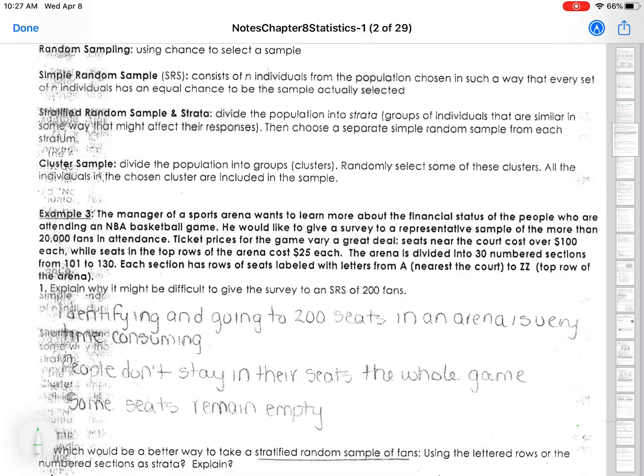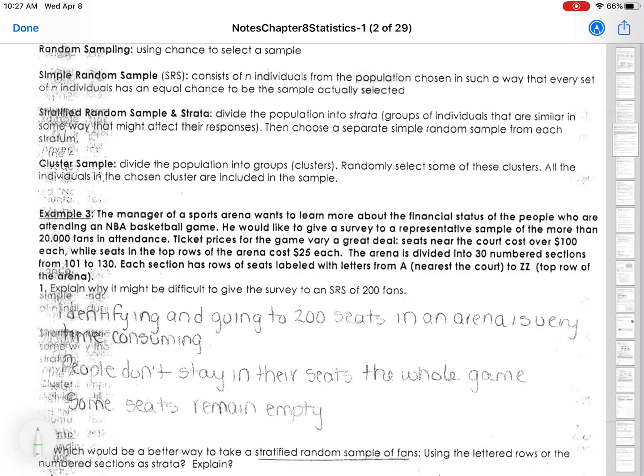It consists of n individuals, so a set number n of individuals from the population, that's chosen in such a way that every set of those n individuals has an equal chance to be the sample actually selected. So everybody's got the same chance or the same shot of being selected.